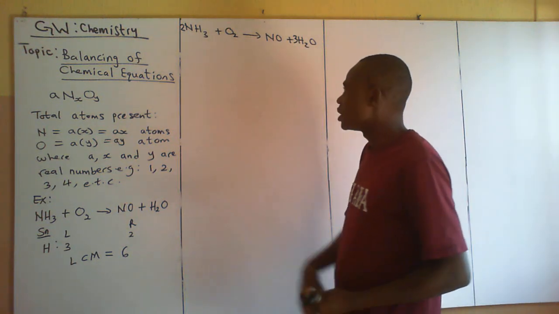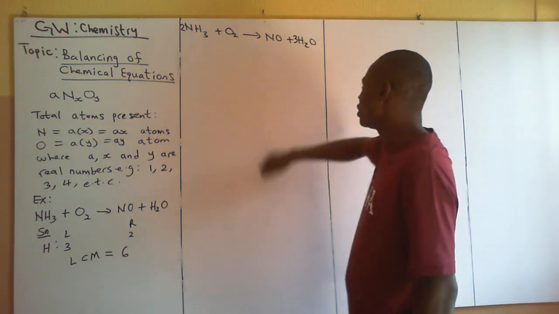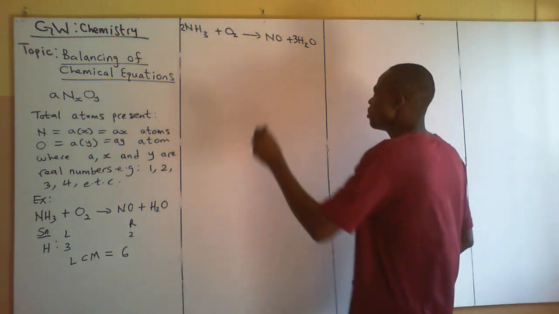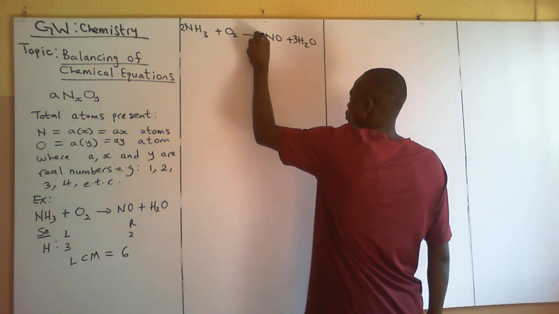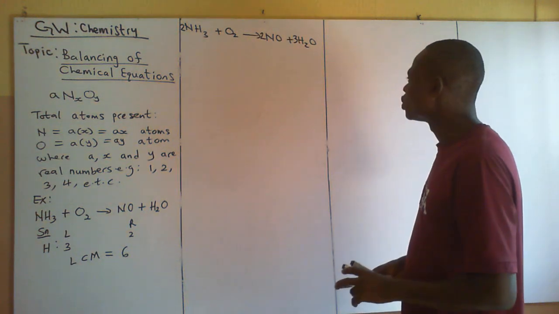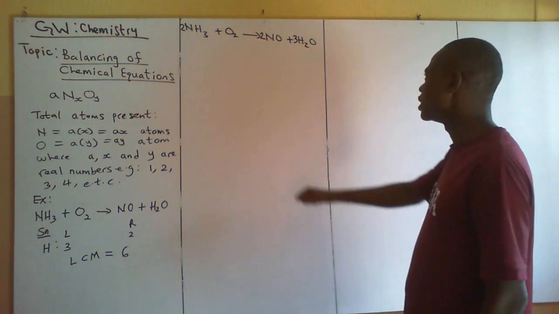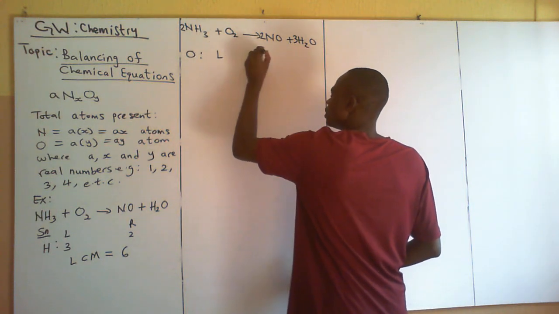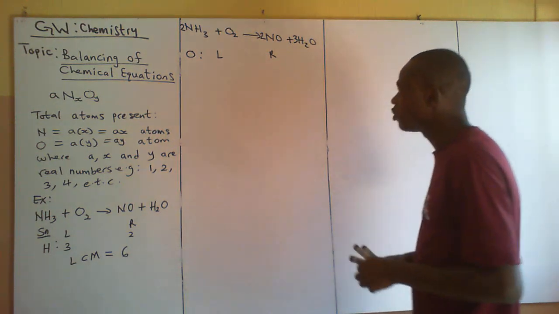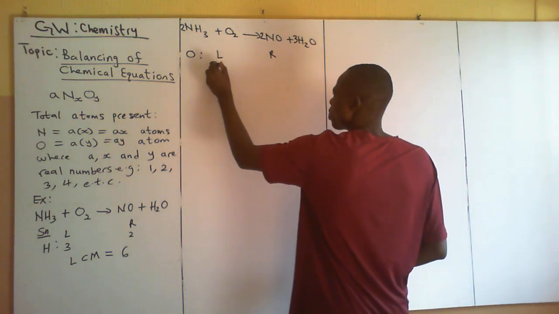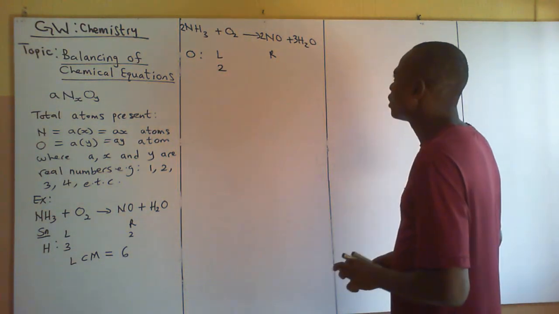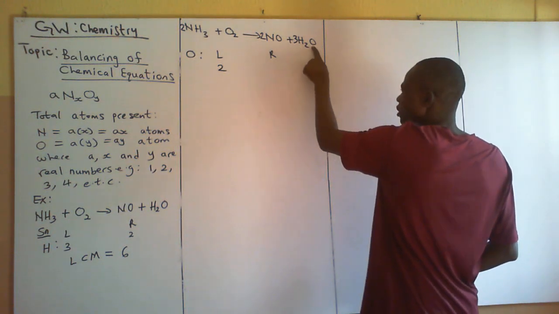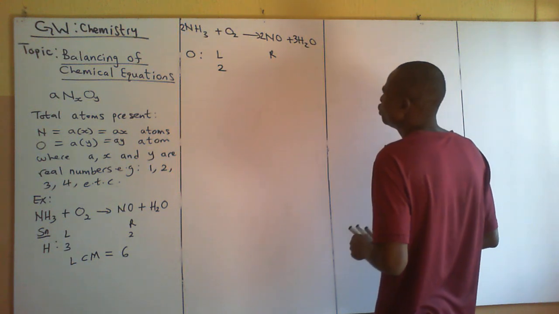Now nitrogen. Nitrogen here is 2 at the left. Nitrogen at the right is 1. LCM of 1 and 2 is 2. The number to multiply 1 to give us 2 is 2. Nitrogen balanced. Hydrogen balanced. Oxygen here, left and right. If you look at the number of oxygen at the left, we have 2. At the right, we have 2 times 1, 2, plus 3 times 1, 3. 3 plus 2 is 5.